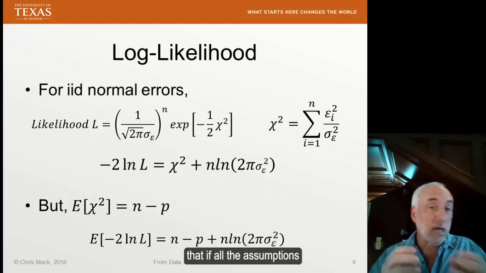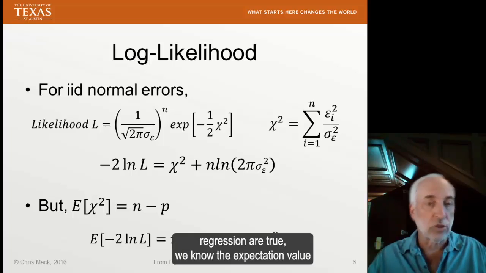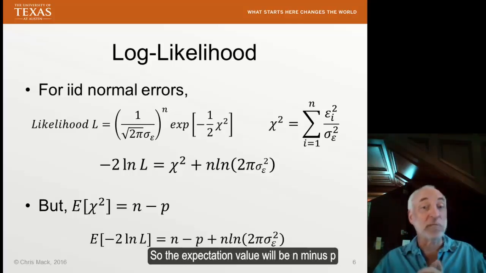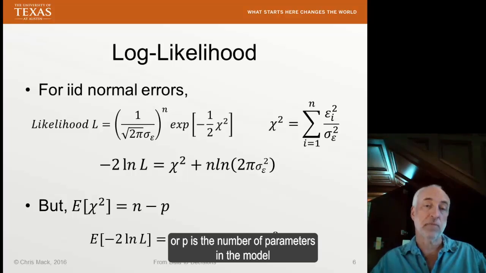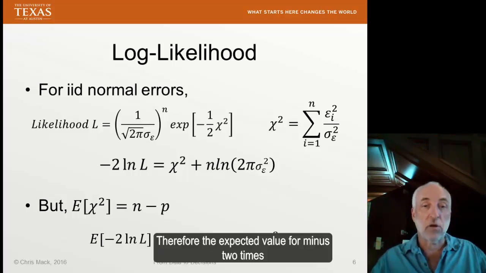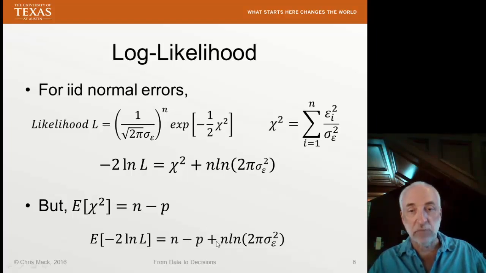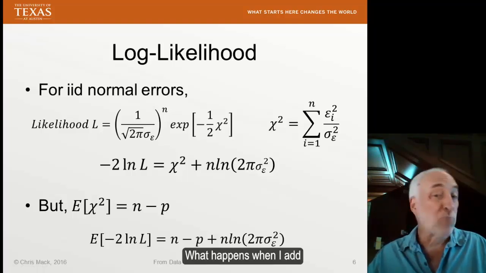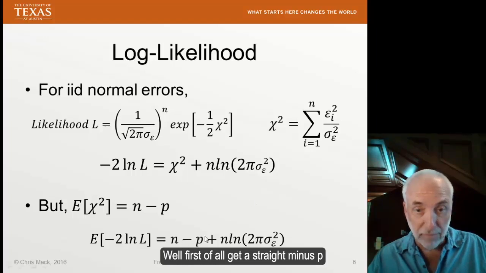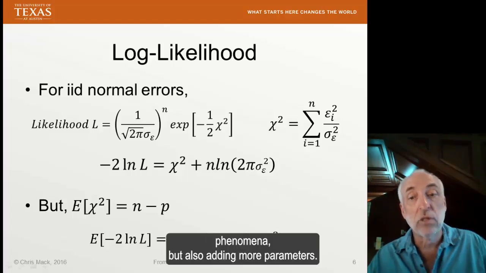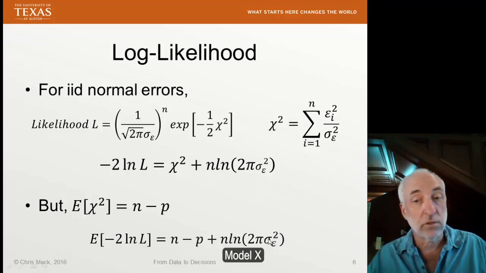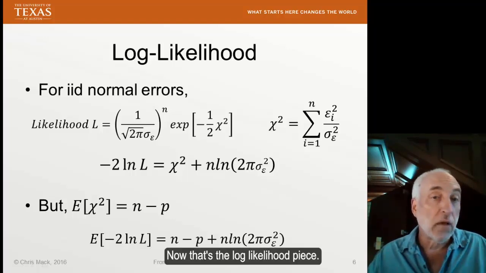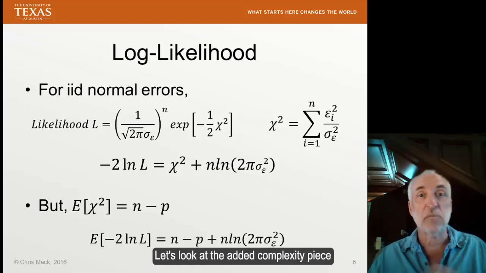But remember that if all the assumptions of my ordinary least square regression are true, we know the expectation value of chi-square, because chi-square will be chi-square distributed. So the expectation value will be n minus p, where p is the number of parameters in the model. Therefore, the expected value for minus 2 times the log likelihood is shown here, n minus p plus this n log term as well. What happens when I add more parameters to the model? Well, first of all, I get a straight minus p phenomenon, but also adding more parameters to the model should make the variance of the residuals get smaller. Now, that's the log likelihood piece. Let's look at the added complexity piece.